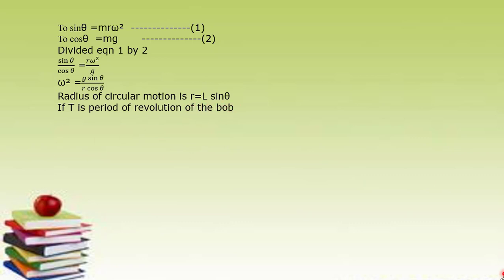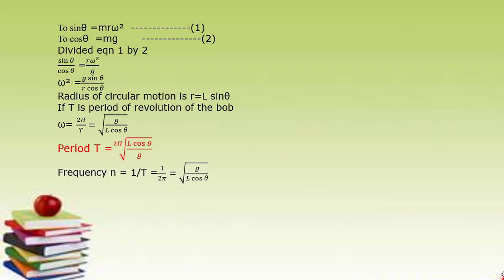If T is the period of revolution of the bob, then we can write the equation for omega, that is 2 pi upon T equal to root of g upon L cos theta, putting the value of r as L sin theta. Sin theta will be cancelled and cos theta will remain. So the period T equals 2 pi root of L cos theta upon g, because T is in the denominator. So frequency n equals 1 upon T equals 1 upon 2 pi root of g upon L cos theta.